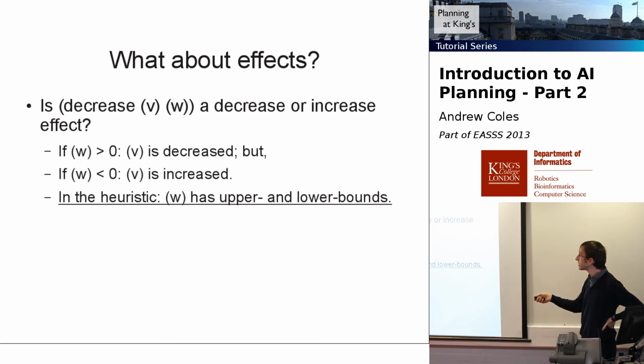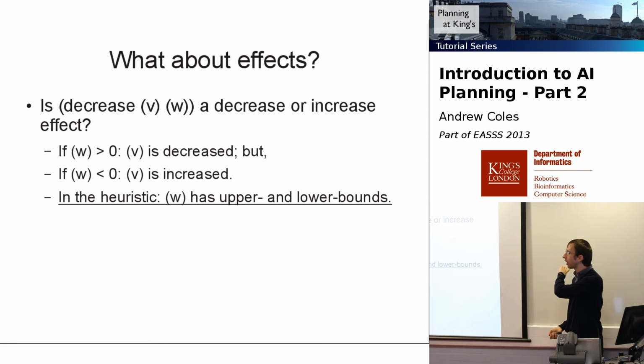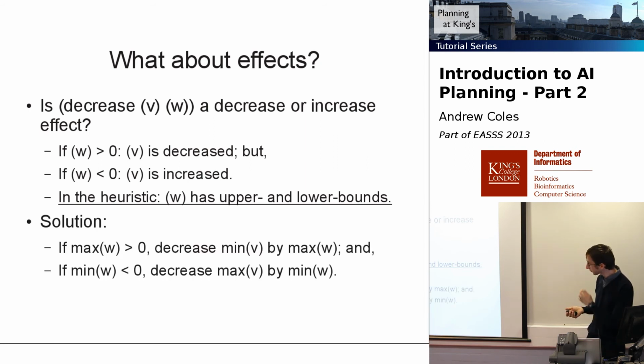So what do we do in the heuristic? Well, this variable here, as with all other variables, has upper and lower bounds. If it never changes, its value might always be, say, minus 3. But say we're going to change the weight of the truck by the weight of the cargo which is currently loaded onto it, then that cargo level will change depending on what actions we apply in the plan.